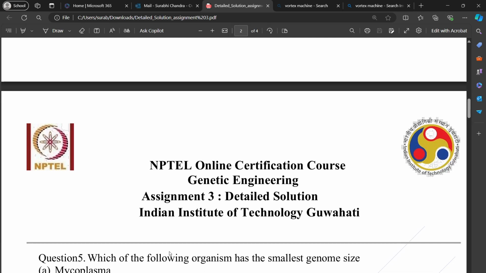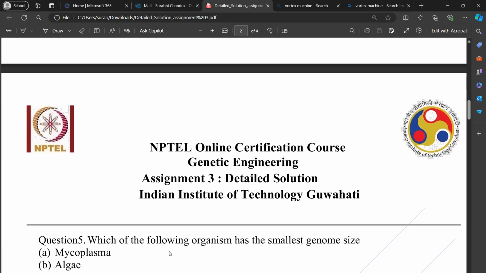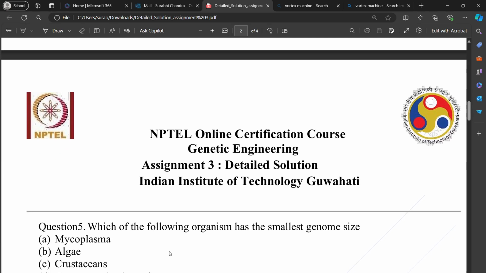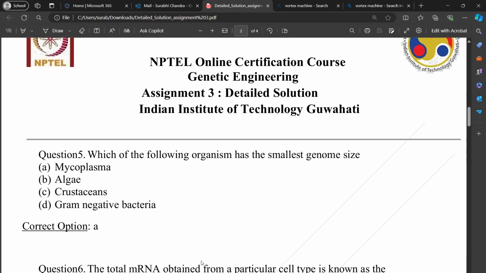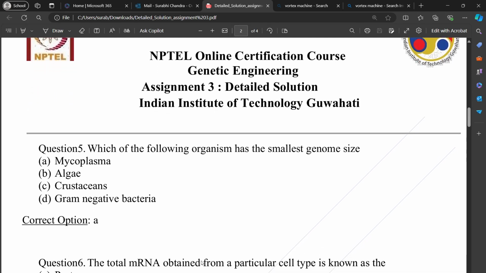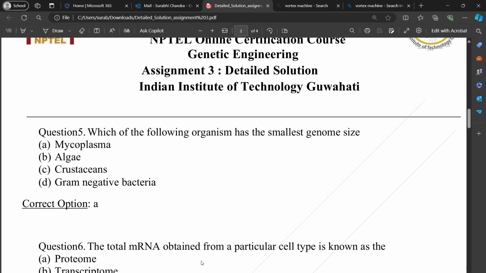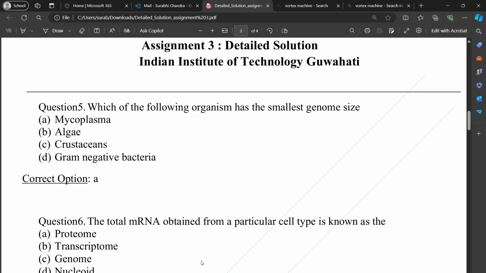So next, which of the following organisms has the smallest genome size? Does anyone know that? Yes, good. It is mycoplasma. Now, the total RNA or mRNA obtained from a particular cell type is known as, actually not only mRNA, we can also say RNA. What is that called? Yes, good.